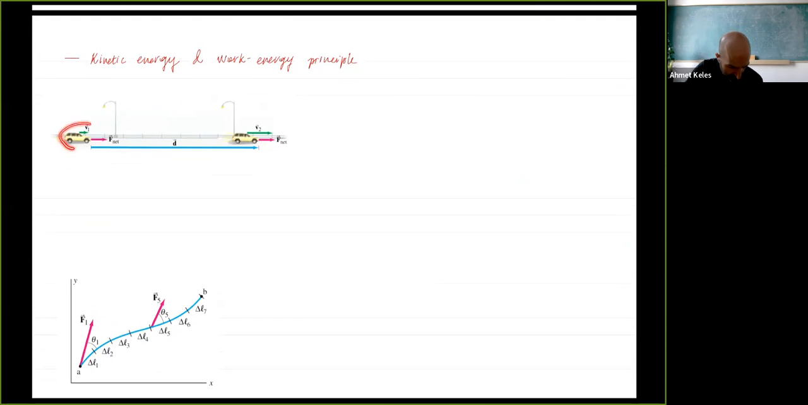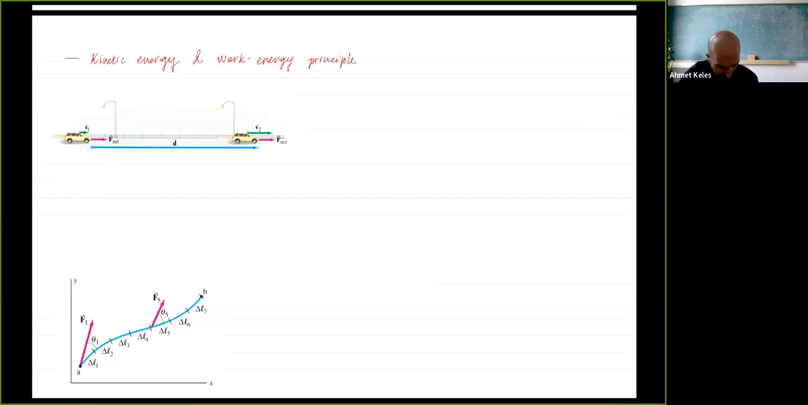Suppose you have a car and it's going with some velocity V1, and there's some net force F net. And there is some displacement, let's call this D, maybe 100 meters, something like that. After that, I look at the car and I see that the car has a new velocity, V2, and I want to study this problem.